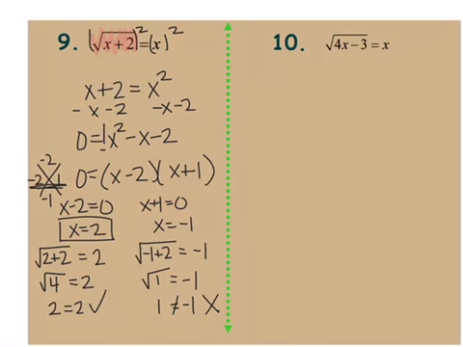So I want you to pause the video. I want you to try number 10 on your own. Come back, check your answer, and then we'll move on with the rest of the notes.